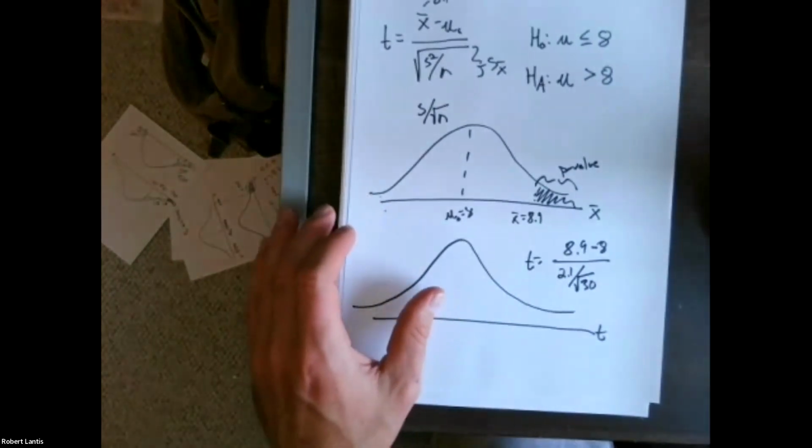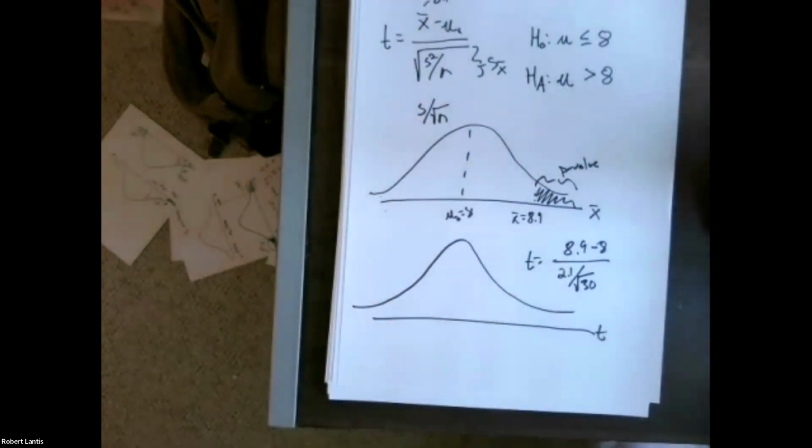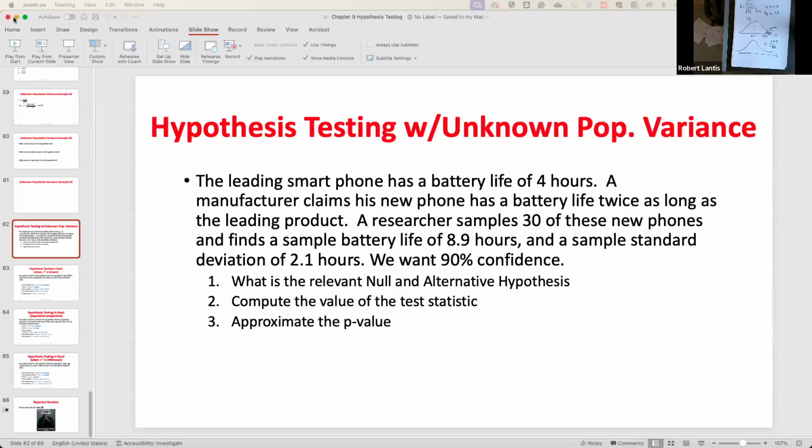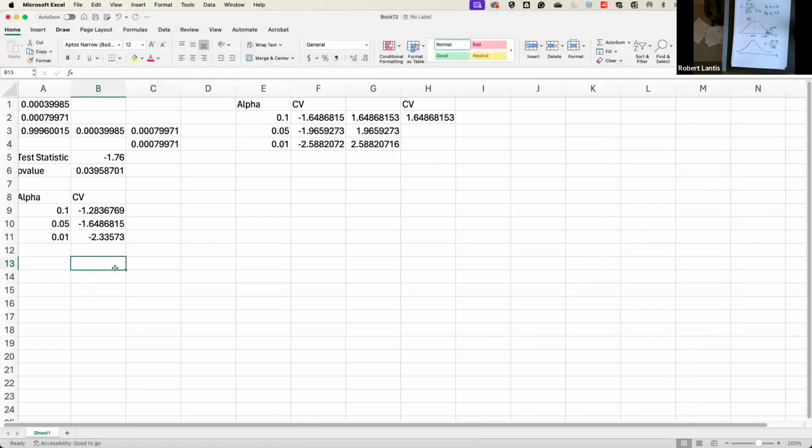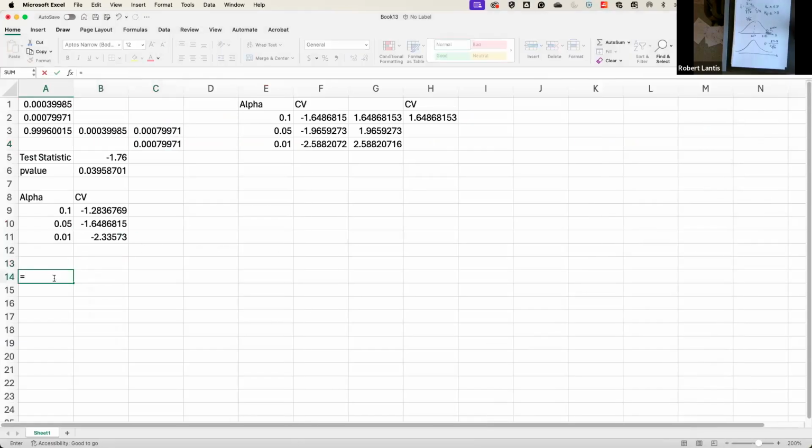This should give me my test statistic, right? I don't know what that is off the top of my head, and I didn't put it in the slides. So let's have Excel do this for us. So we had what? 8.9 minus 8 divided by 2.1 divided by the square root of 30. Just using Excel as my calculator. So here's my test statistic.